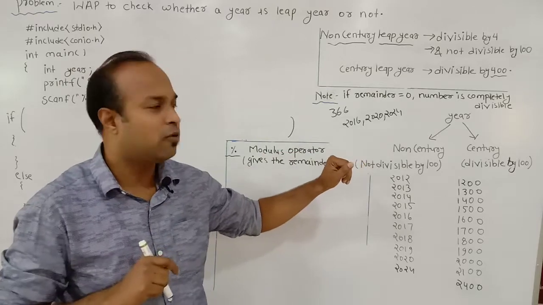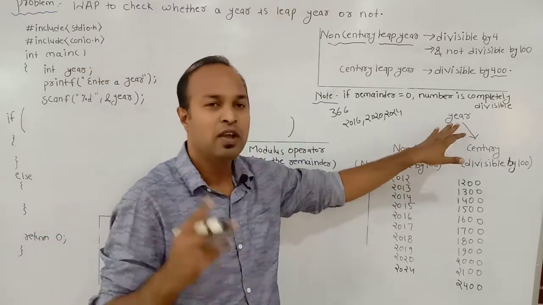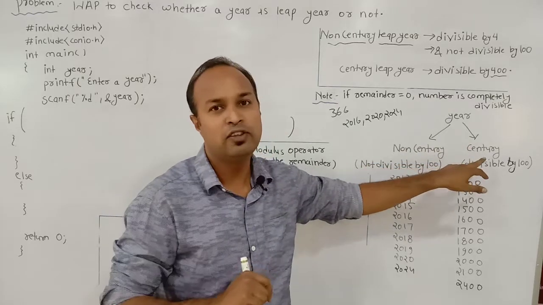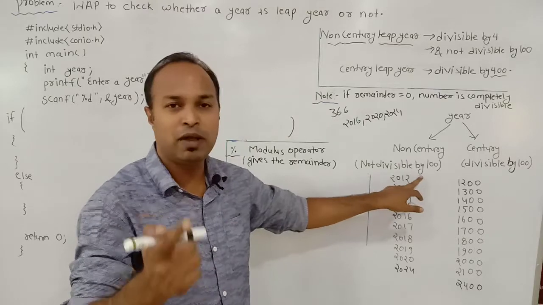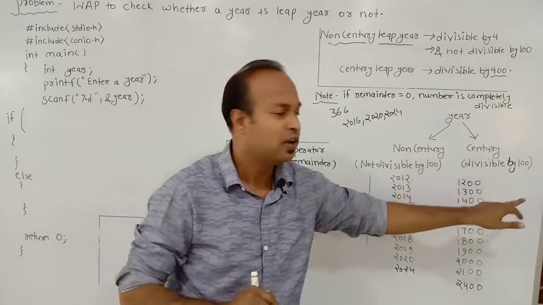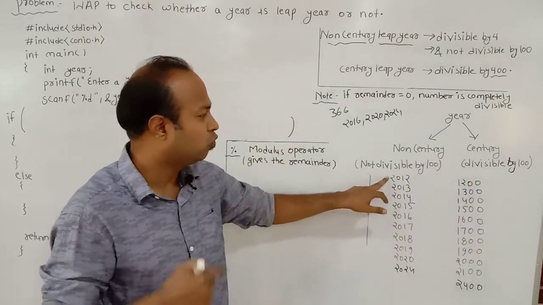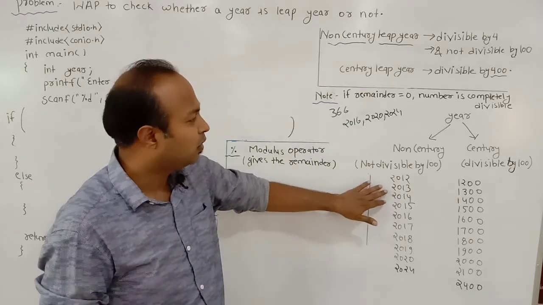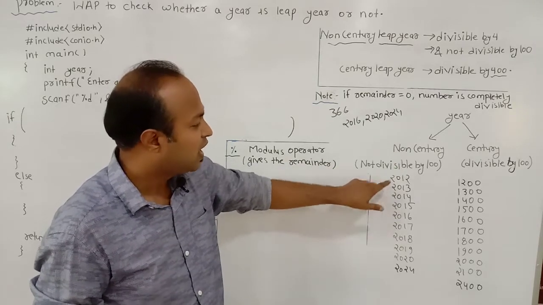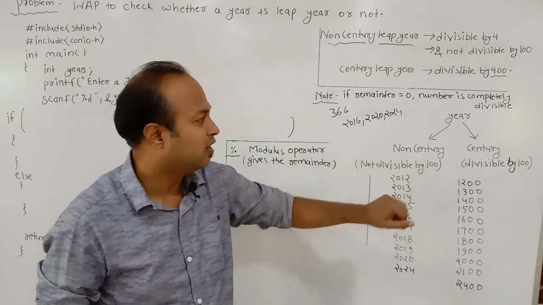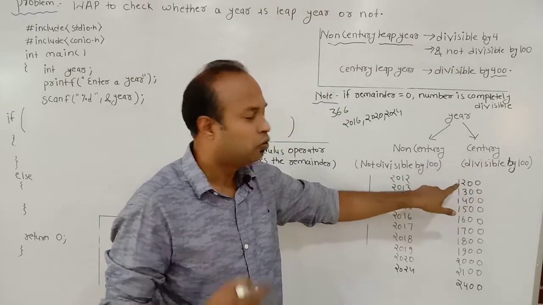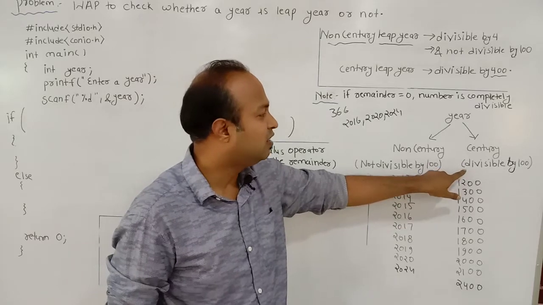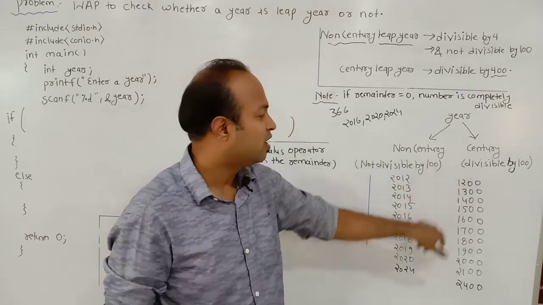And before studying more about leap year, we must know about the years. Generally, we can categorize the year into two categories. First is a non-century year and second is a century year. A non-century year is not divisible by 100 and a century year is divisible by 100. Examples of non-century years are 2012, 2013, 2014, 2015, etc. These years are not divisible by 100. Similarly, the examples of century years are 1200, 1300, 1400, 1500. These years are divisible by 100.